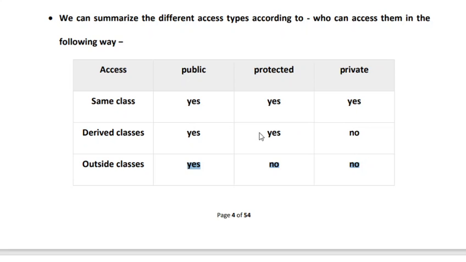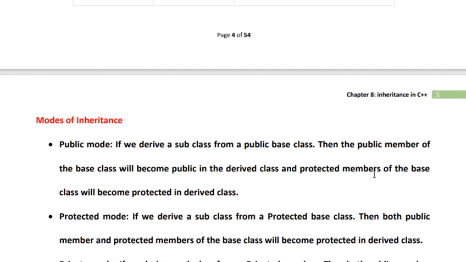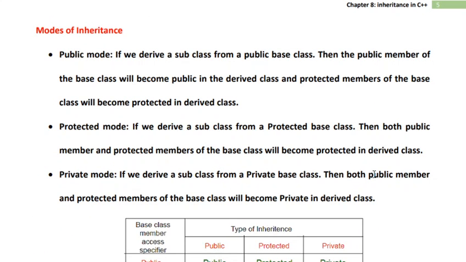Again, I'll repeat it. Members of the same class can access public, protected, and private members. Members of the derived class can access only the public and the protected members. It cannot access the private members. And from outside the class, you can access only the public member, but you cannot access the protected and the private member. Now let us try to understand various modes of inheritance.